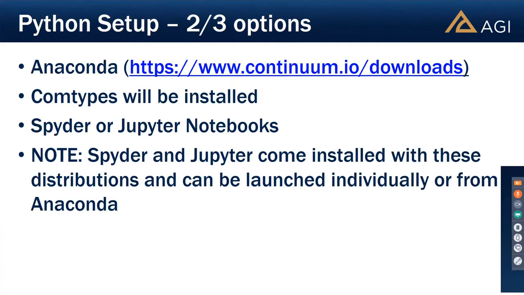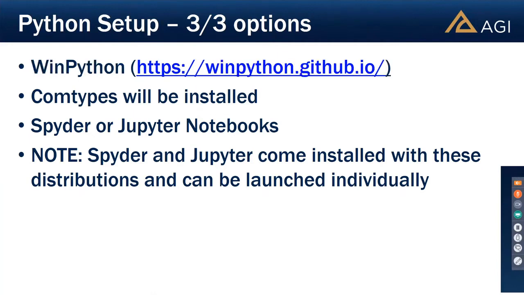I am using the second option, so I'm using Anaconda with Spyder. Spyder and Jupyter come installed with these distributions and can be launched individually or from Anaconda. Perks of this is that comtypes is going to be installed, and so I'll have that IntelliSense. And then finally, WinPython, where comtypes will also be installed. You can use Spyder or Jupyter notebooks, and once again, those will come installed and can be launched on their own.